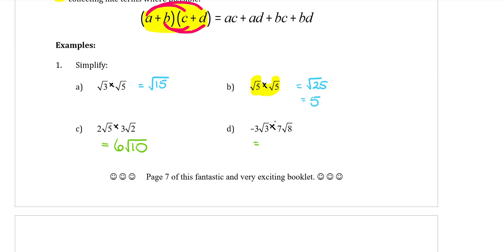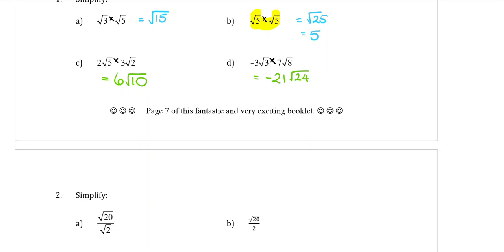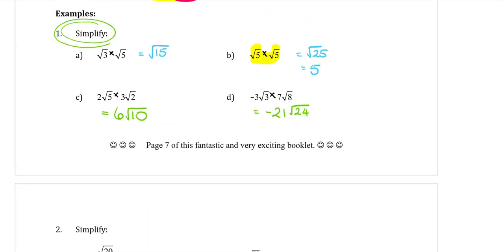The numbers at the front we will multiply together. Minus 3 times 7 is negative 21. Then the numbers underneath we multiply together. 3 times 8 is 24. This time though, 24 is a surd that can be simplified. And if the question says simplify, we should always give the most simplified answer that we can.